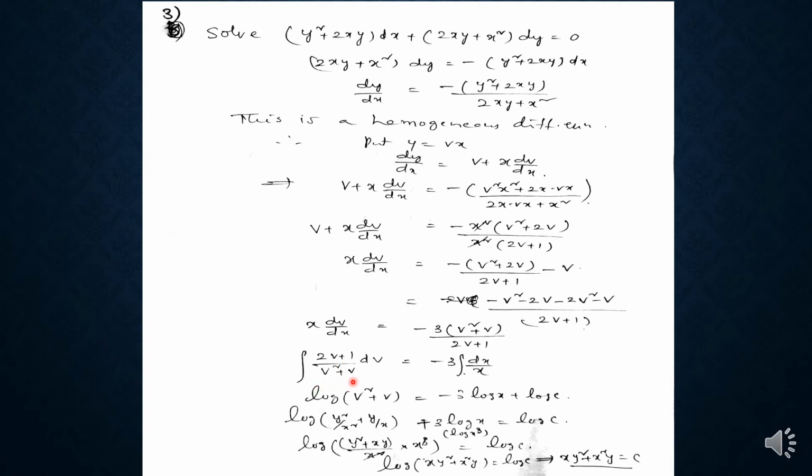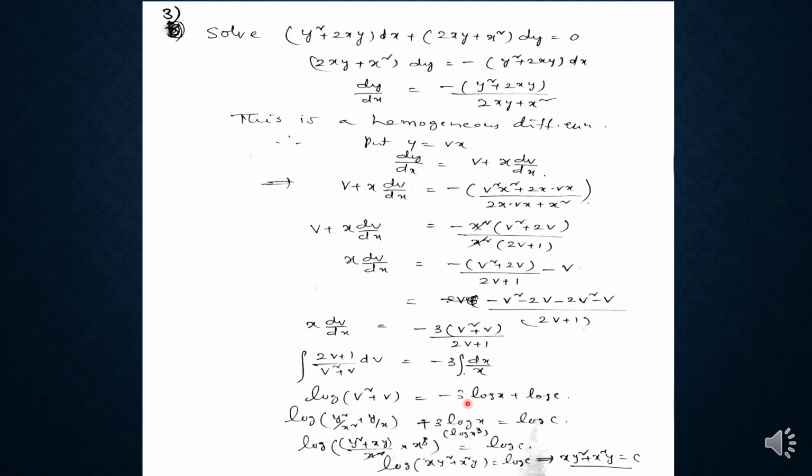Then what is its derivative? That is 2v plus 1. d by dv of v square is 2v and d by dv of v is 1. So in the numerator we have that function 2v plus 1 by v square plus v is in the form of integral f dash x by f of x dx, which is equal to log f of x. That is log of v square plus v is equal to minus 3 into integral dx by x, that is minus 3 log x plus log c.